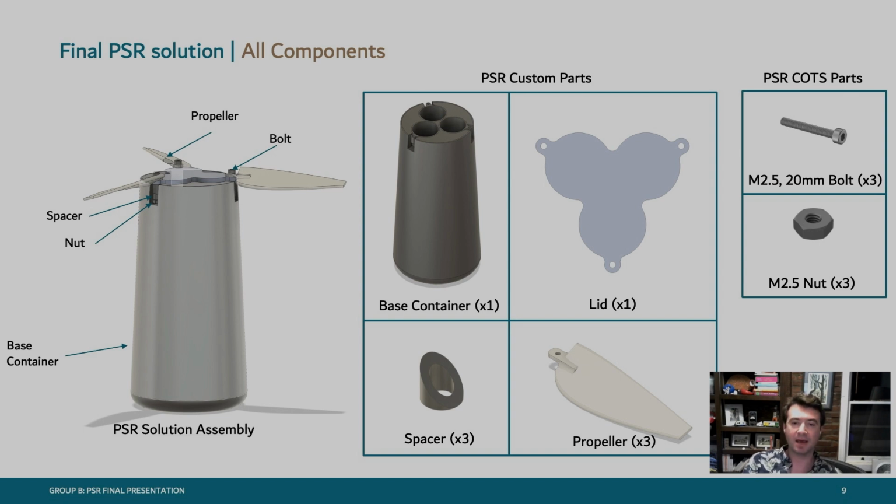We have the lid that bolts to the top of the base container, which we use to hold in the Pixy Stix. We have the propellers, which mount on the bolting points, and we use these to help slow down the container so it doesn't impact the ground as hard. And then we have 3 of these spacers, which we use to help attach the lid and the propellers onto the container.